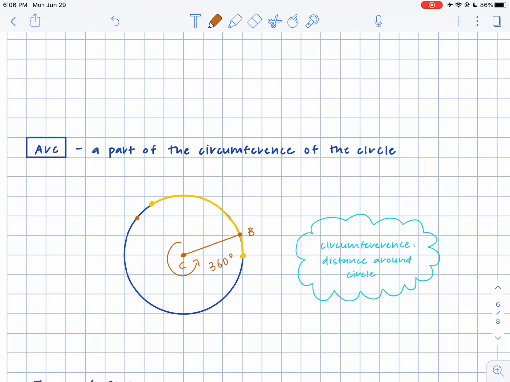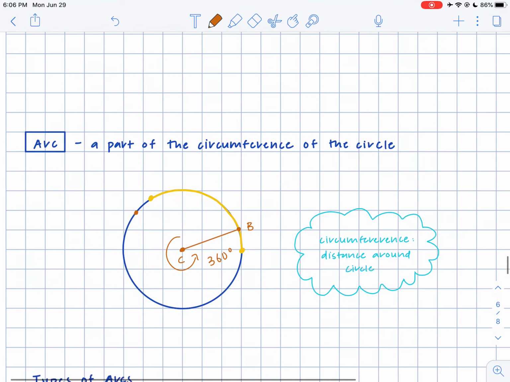So there are 360 degrees in a circle. Why? It's just by convention. I don't really know why. I'm pretty sure it's by convention. But yes, there are 360 degrees in a circle. And that's going to relate when we talk about measuring arcs.